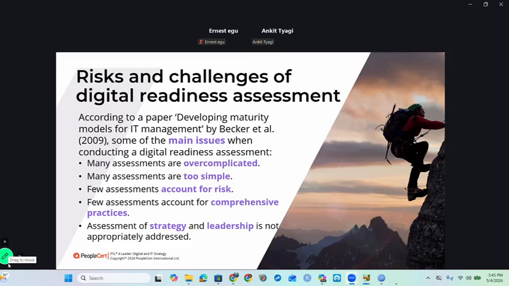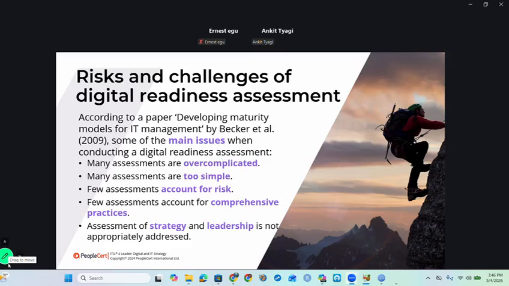Now, what could make assessments overcomplicated? A lot of data which is not structured, hundreds of documents that are being created when it comes to assessment. That would make it more complicated. What would be too simple? Broadly framed, not appropriate detail is what we're getting. What sort of risks do we see? So again, when it comes to digital transformation, there are certain inherent risks. So if they are not accounted for, then again, it can become a challenge.